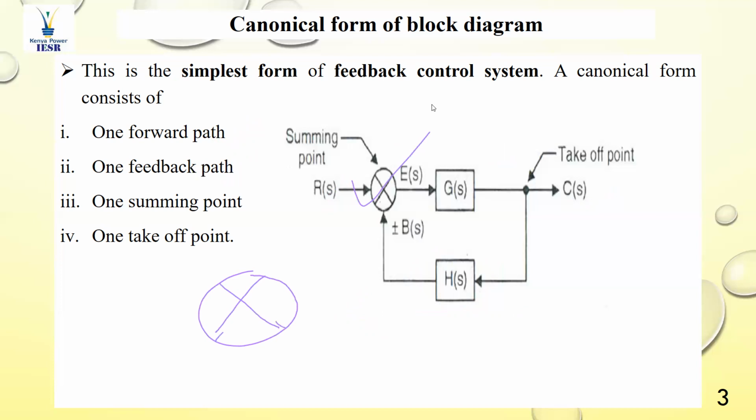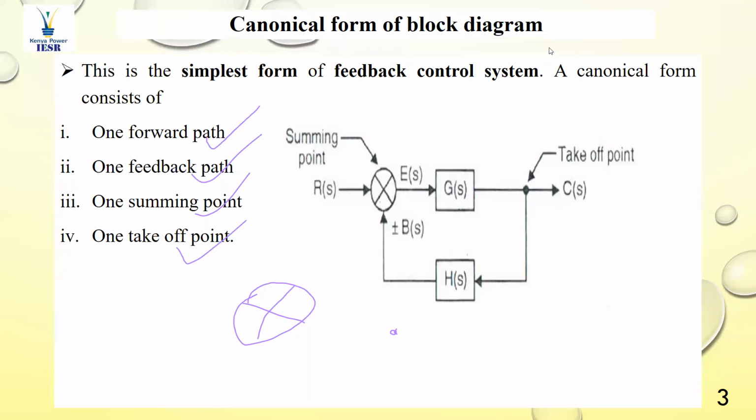And then it has one takeoff point. This is our takeoff point here. So we have a control system of a canonical form, of a block diagram, consisting of one forward path, one feedback path, one summing point, and one takeoff point. We have said the forward path starts from the input to the output, whereas the feedback path starts from the output to the input. And then we have a summing point and a takeoff point.